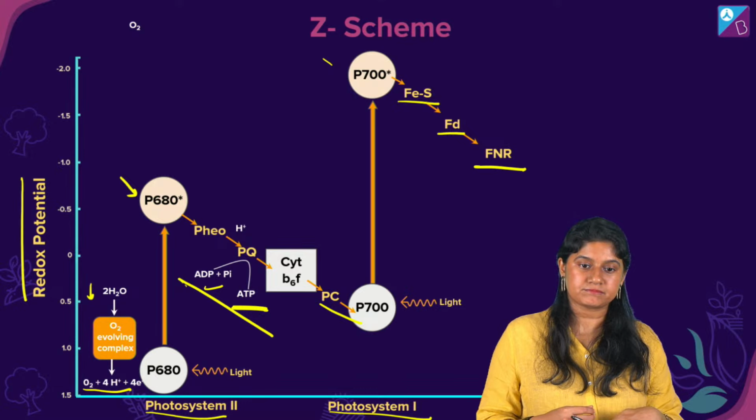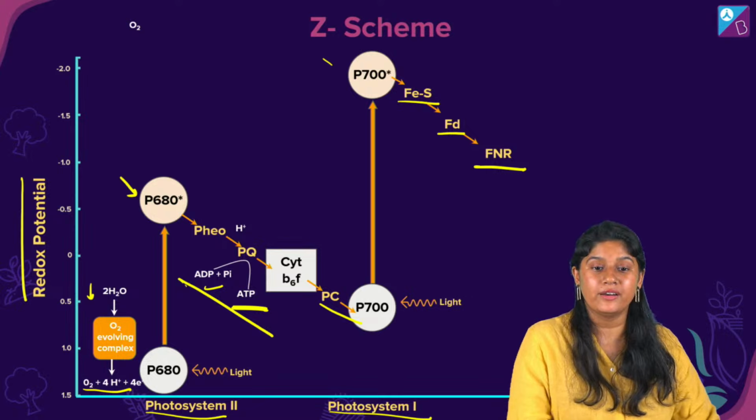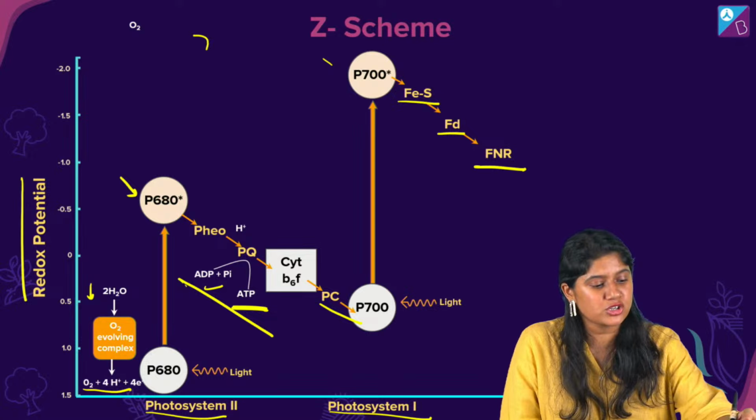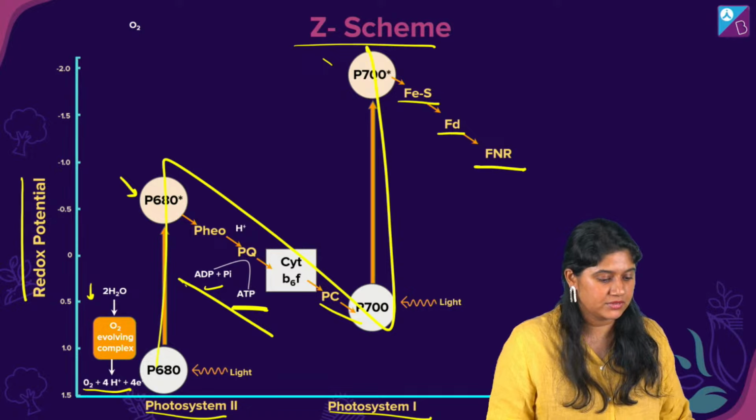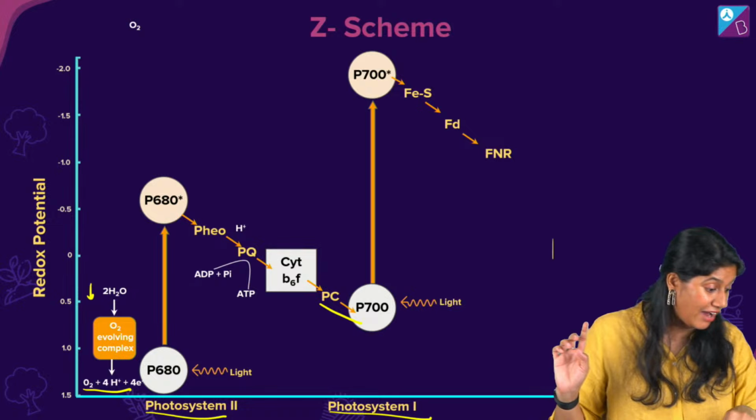Okay, so if you're clear with this, this is also called non-cyclic photophosphorylation. It is non-cyclic because there's no cycle over here. This is also a Z scheme. Look, it will look like a Z here. You can clearly see the formation of the Z, right? Up, down, up, down.